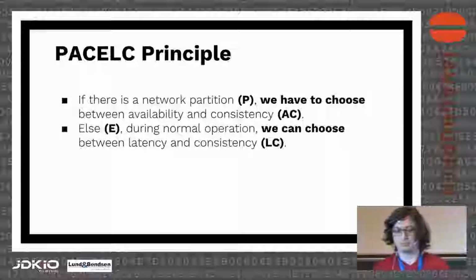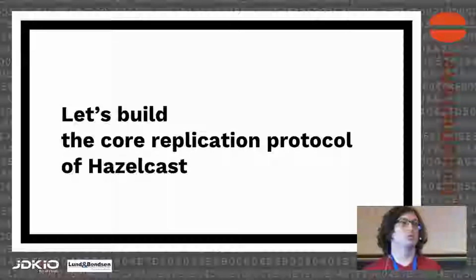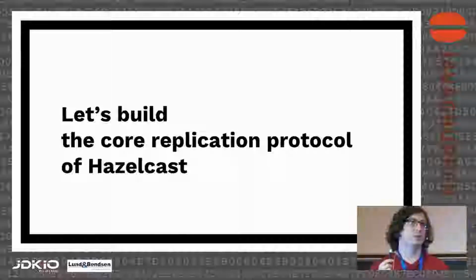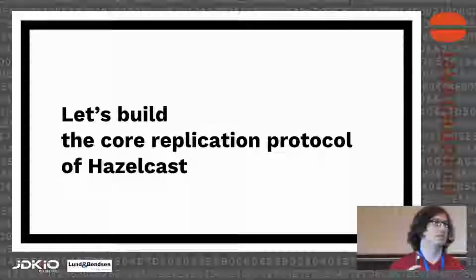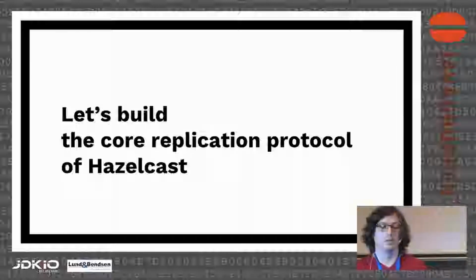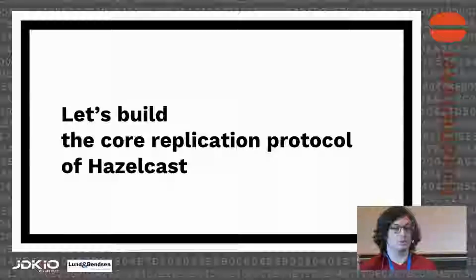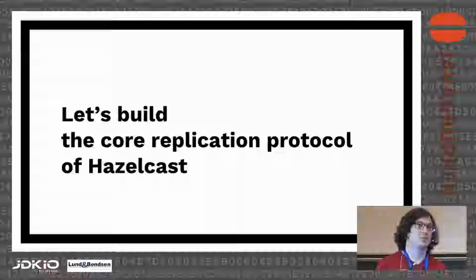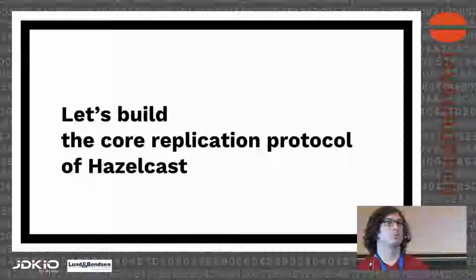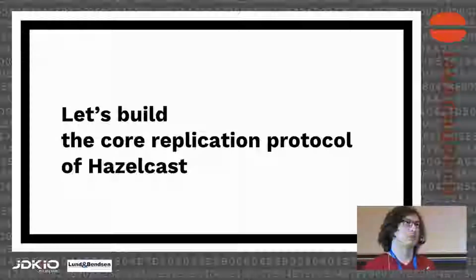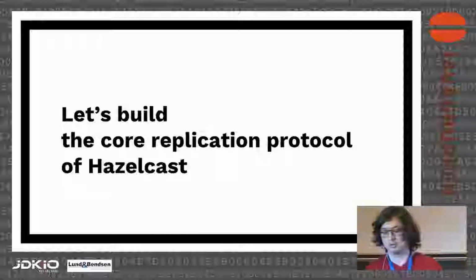data stores. So from now on, we will build the core replication protocol of Hazelcast, so how we maintain different copies of the same data. And then we will classify this protocol using these two principles, and we will also discuss what kind of problems we have in this protocol and how we can extend it or modify some of its parts to deal with these problems.